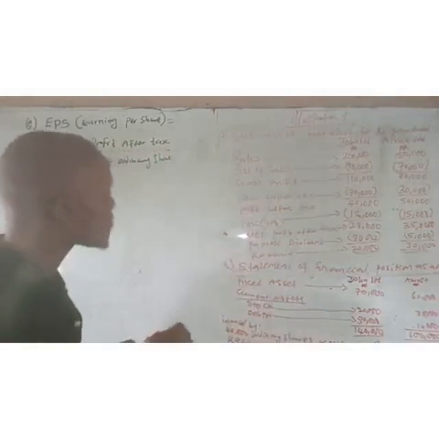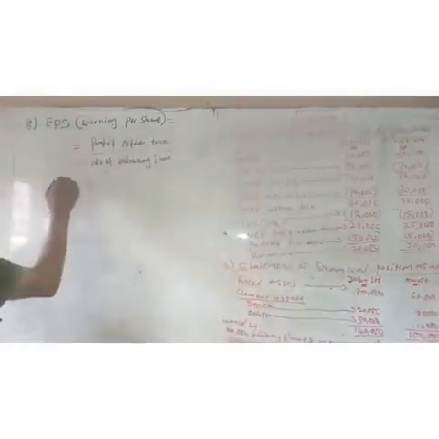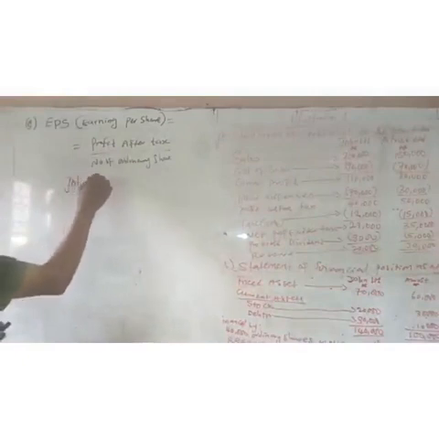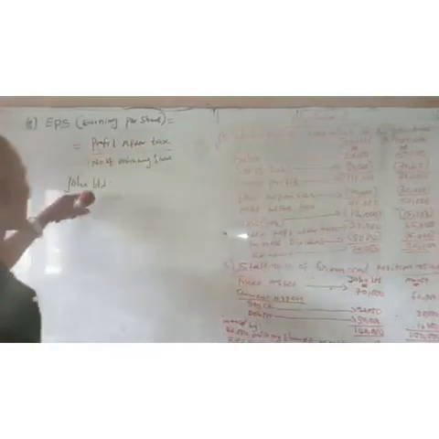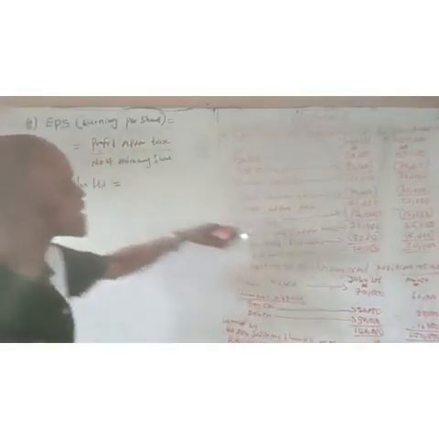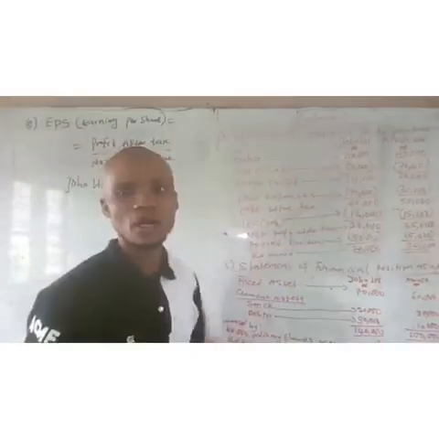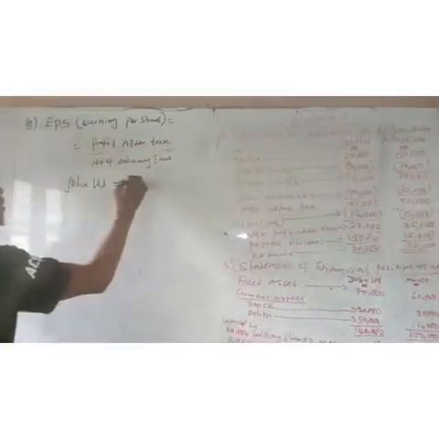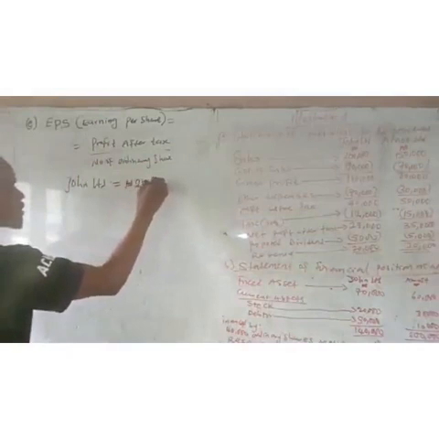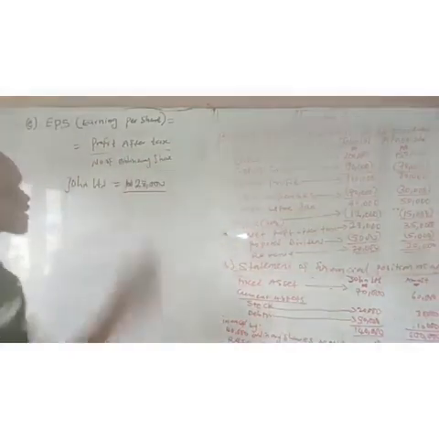Now let's take the first company. The first company now is John Limited. All right, you are welcome back. Now for John Limited, what is the net profit after tax? The net profit after tax is 28,000 naira. You bring down your 28,000 naira over the number of ordinary shares.